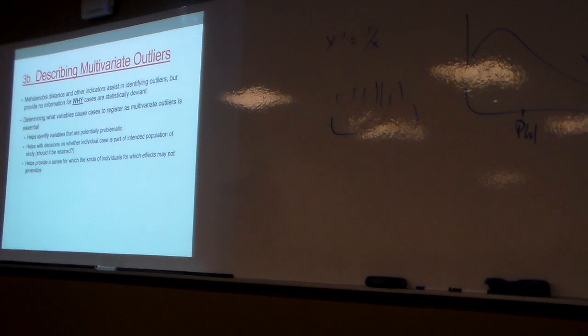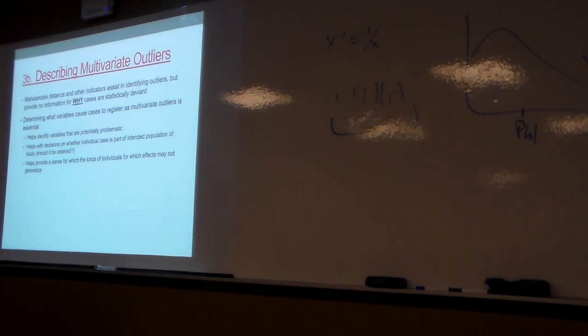In the example of the walkthrough we do in class, we'll go through procedures to identify what specific variables are causing this to register as a multivariate outlier. But it's important because, one, it's going to help us identify variables that are potentially problematic. If I identify 4 multivariate outliers, and they're all multivariate outliers because of scores on the same variable, that starts to suggest I might have a problem with that variable. That might be something I need to think about.